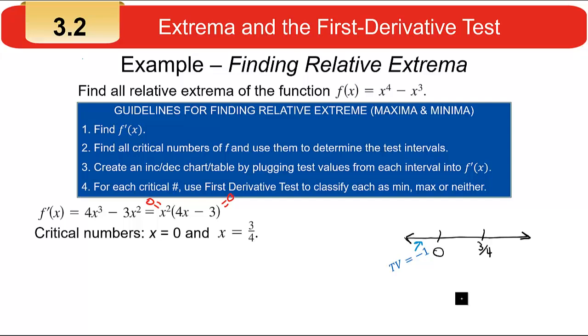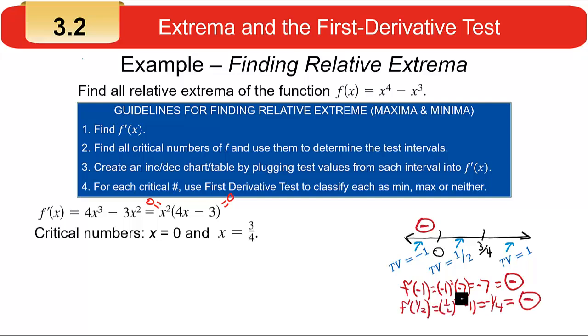To the left of 0, I'll use my test value of -1. Between 0 and 3/4, I'll choose a half. And bigger than 3/4, I'll choose 1. What do you do with those test values? You plug them into the derivative. Now, I'm not going to do much with the arithmetic here. I'm sure you can follow along. So if you take -1 and plug it into that derivative, you're going to get -7. You really don't care that it's -7 so much as the fact that it's negative. That means the function is decreasing to the left of 0. Then you take your second test value, in this case 1/2, plug it into that function.